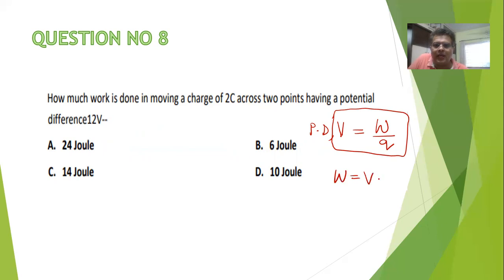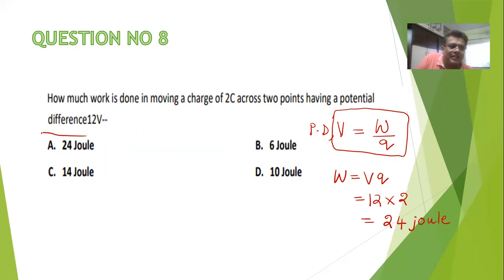So W is equal to V into Q. What is V? V is the potential difference, 12. What is the charge? Charge is nothing but 2 coulomb. So it is nothing but 12 into 2, 24. But my unit is joule, because it's the work done. So 24 joule is the answer. So option number A is the right answer.